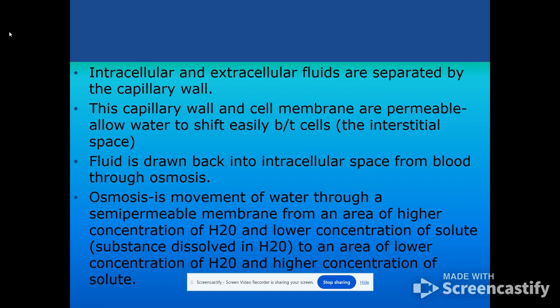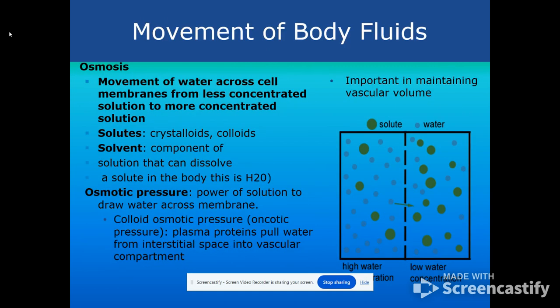And again, just reverting back to A&P, and the biology that you had at one point, osmosis is the movement of water through a semipermeable membrane from an area of higher to an area of lower concentration. So a little refresher on osmosis. Again, it's movement of water across cell membranes from a higher water concentration to an area of lower. The goal with osmosis is to equalize water and the solutes.